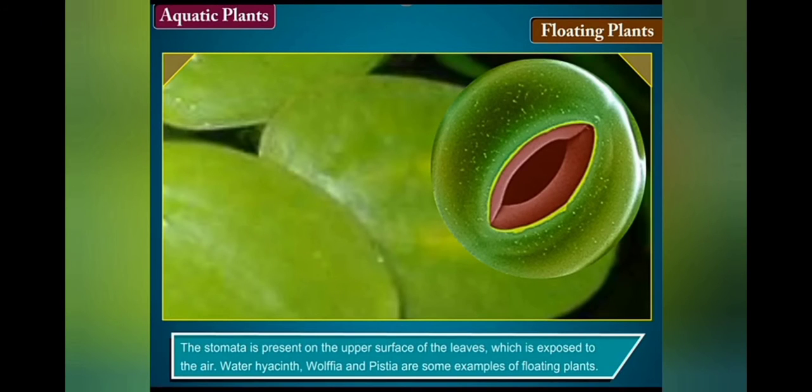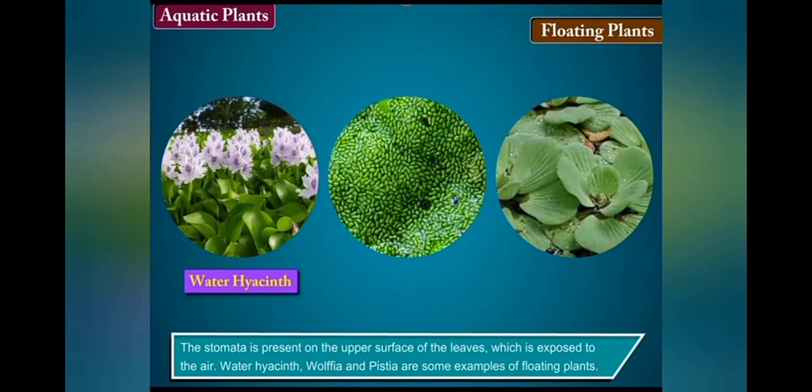The stomata is present on the upper surface of the leaf, which is exposed to the air. Water hyacinth, Wolffia and Pistia are some examples of floating plants. So this stomata is present in the upper surface. Here are the examples of floating plants, that is water hyacinth, Wolffia and Pistia.